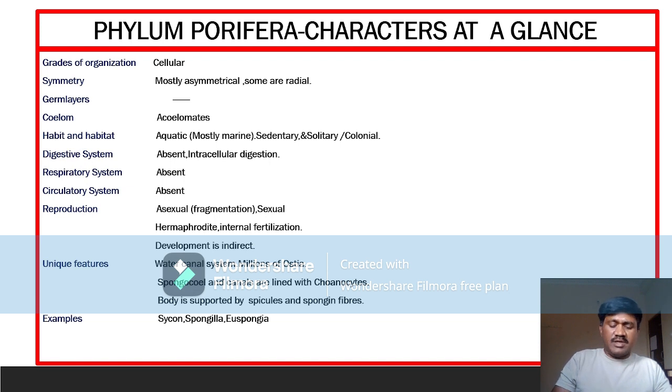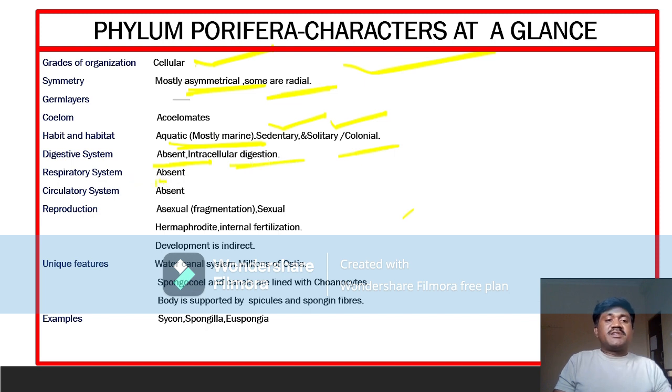We have one more slide. This is the last one. Let us try to understand the characteristic features once again at a glance. Here the grade of organization is cellular level. Already we have learned asymmetry is there, and some show radial symmetry. These animals are acoelomates, and they live in water. They are sedentary, they cannot move. They are solitary, living single, and they can also live in groups. The digestive system is absent, with intracellular digestion. The respiratory system is also absent, and the circulatory system is also absent.